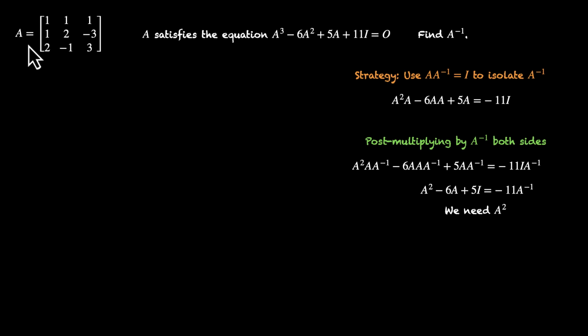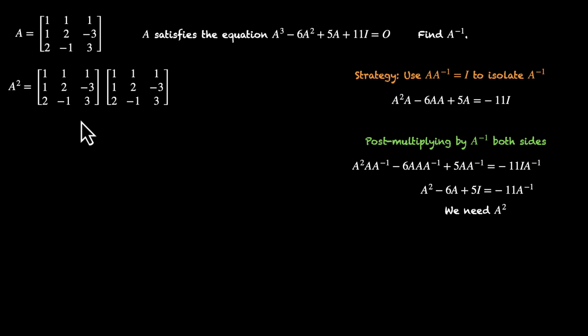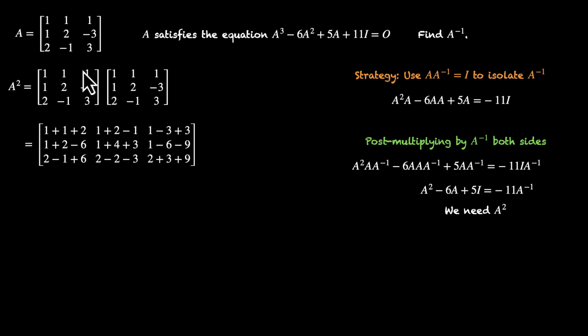We can do that by multiplying A with itself. So A square, that's A times A. Let's multiply these two matrices. We have 1 plus 1 plus 2, 1 plus 2 plus minus 1, and we have 1 minus 3 plus 3. Then we have 1 plus 2 minus 6, then 1 plus 4 plus 3, 1 minus 6 minus 9, and for the last row we have 2 minus 1 plus 6, then 2 minus 2 minus 3, and finally we have 2 plus 3 plus 9.